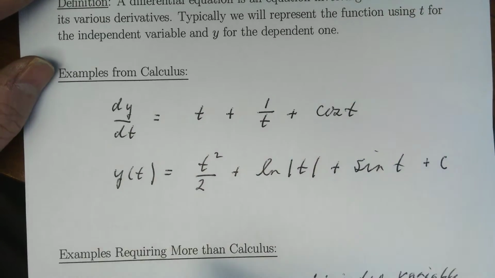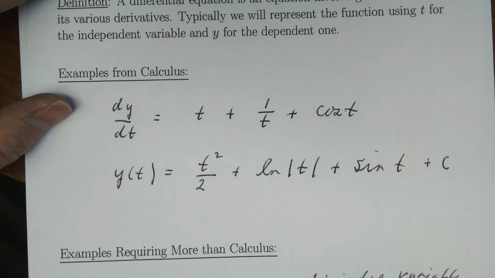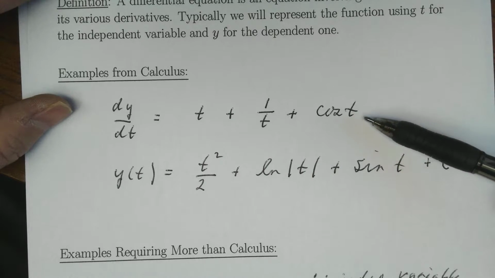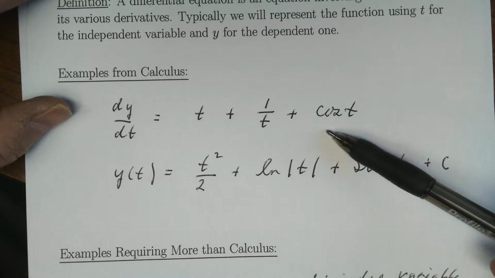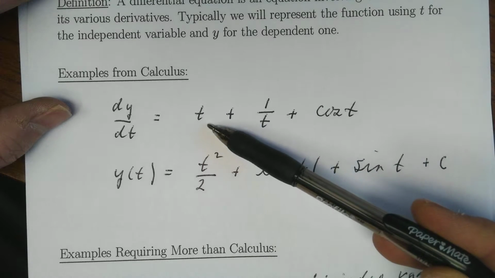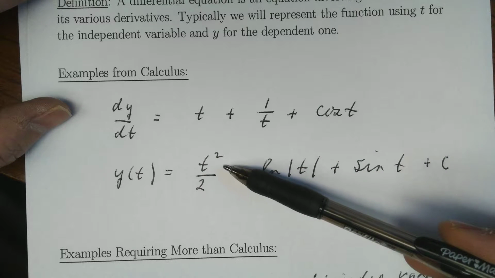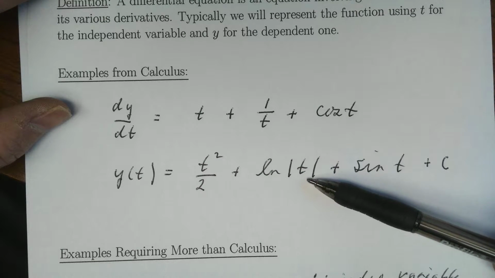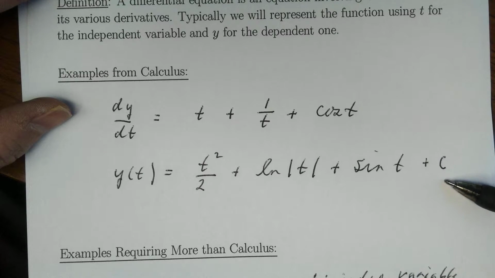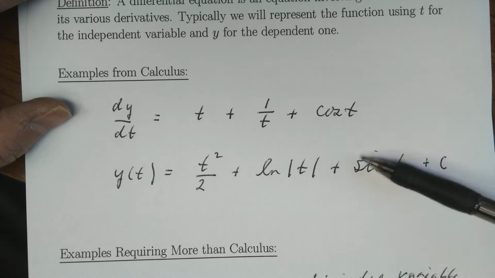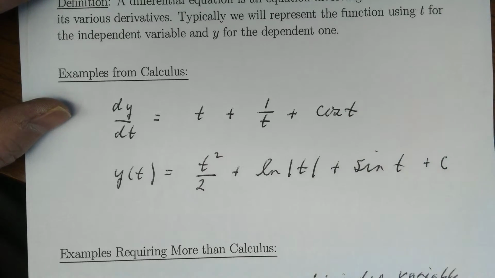Suppose, for example, that we have dy/dt equals t plus 1 over t plus cosine of t, and we want to solve for y. Well, we know that we can do so by simply computing the antiderivative. The antiderivative of t plus 1 over t plus cosine of t is t squared over 2 plus the natural log of the absolute value of t plus the sine of t plus an arbitrary constant. So you've all solved simple differential equations involving antiderivatives.